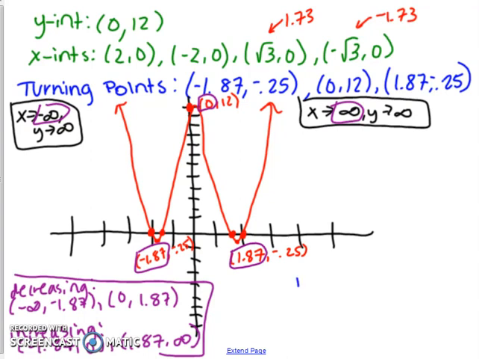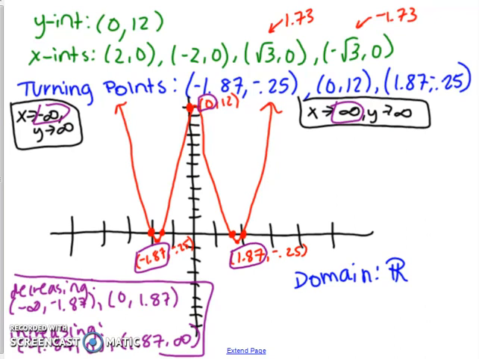So the domain, since it's even, the domain is all real numbers. If you look at the end behaviors, the x's are going from negative infinity to positive infinity. Okay, the left end, x is negative infinity. The right end, x is positive infinity. So the x's are going to all be touched, so they're all real numbers.